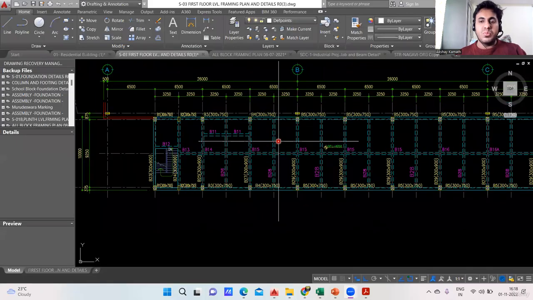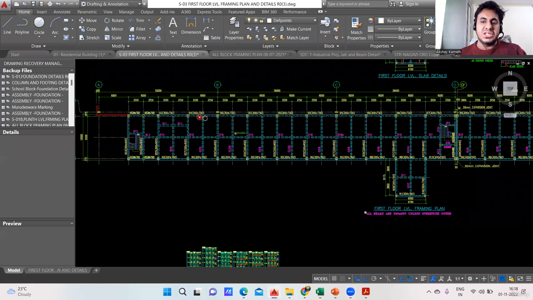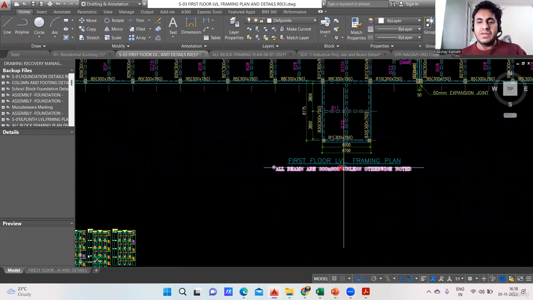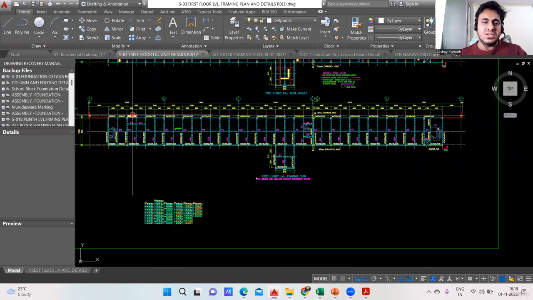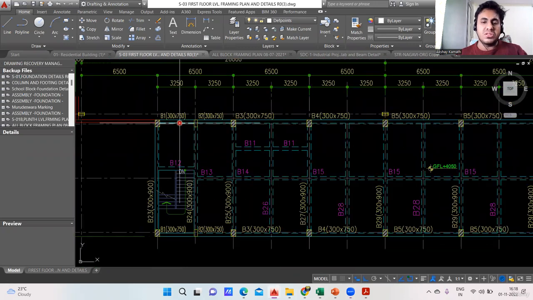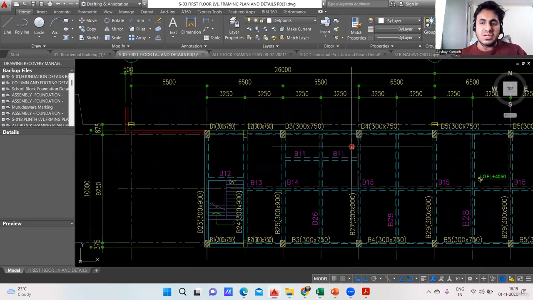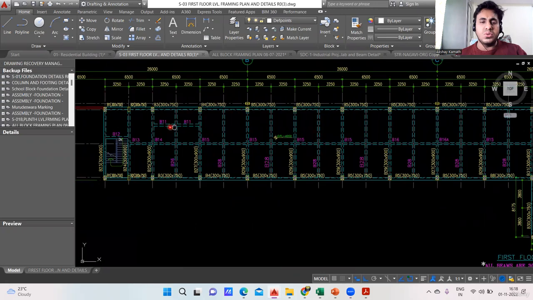Yeah, so this is one more industrial building which you had taken initially. This is the first floor level framing plan. Say everything remains the same, nothing will change. Again, if I ask you, can you find the estimation for this entire floor? You can do that. How you can do that?